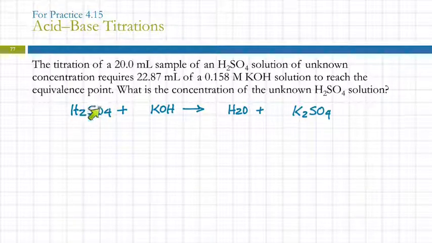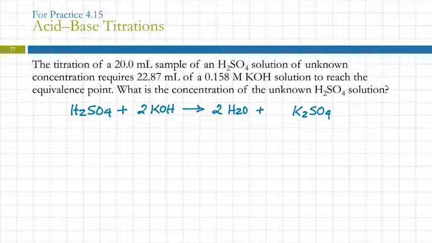Sulfate stayed together. I have a sulfate here, and I have a sulfate there. I have 2 potassiums, and here I only have 1. So I need to put a 2 in front of KOH. So now I've got 2 potassiums, and then I can look at the hydrogens. So there's 2 hydrogens here and 2 there, and over here I only have 2. I need 4. So I'll put a 2 in front of that.